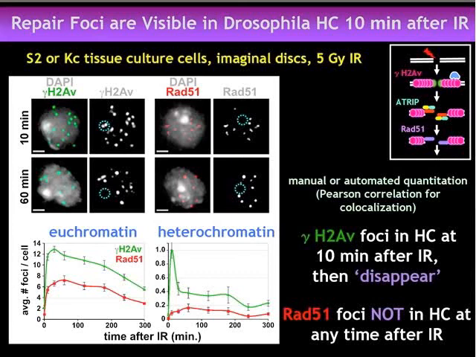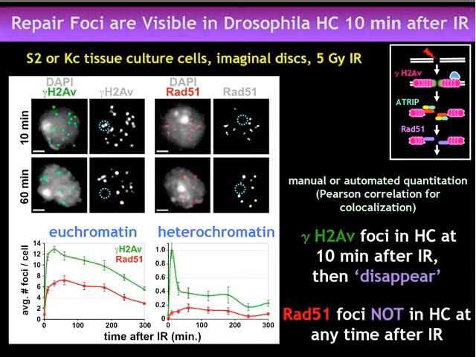At the bottom you see quantitation of the kinetics. This is time after irradiation on the x-axis, and the average number of foci observed per cell. On the left graph, you can see what happens in euchromatin, which is a standard repair response: immediately you get formation of a high frequency of these foci, and then a slow decline indicative of ongoing repair. In heterochromatin, however, what you can see for the phospho-H2AV is that there's a sharp peak at 10 minutes after radiation, and then they disappear from this domain.